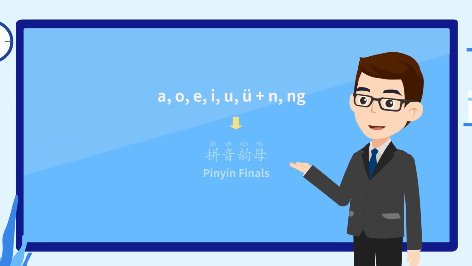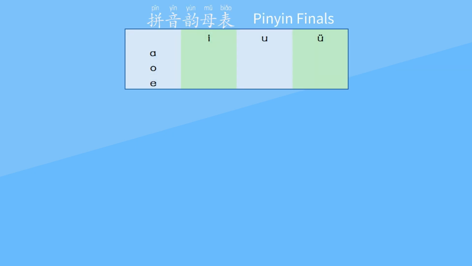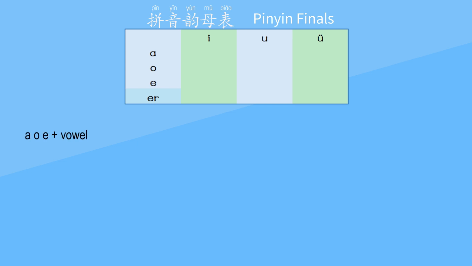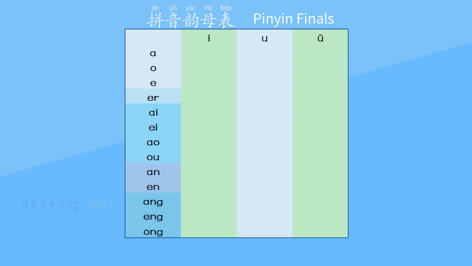Vowel letters and the consonants N and NG make up the finals of Pinyin. And this is how the finals table was created. First, we have the 6 vowels, A, O, E, I, U, Ü, divided into 4 columns. If we roll our tongue when pronouncing E, we will have the syllable ER. The combination of A, O, E, and a vowel makes the 4 finals. E is combined with the consonants N and NG to form the 5 finals.